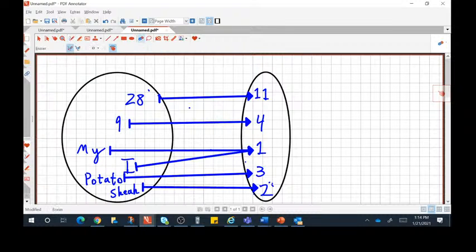Gets out 4. My is 2, gets out 1. I is 1, gets out 1. Potato, 1, 2, 3, 4, 5, 6. Get a 3, and steak is 1, 2, 3, 4, 5. That does say steak. Oops. 3, 4, 5, 5.